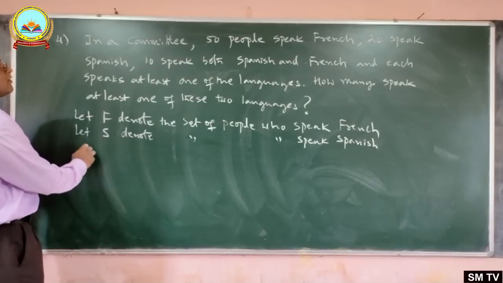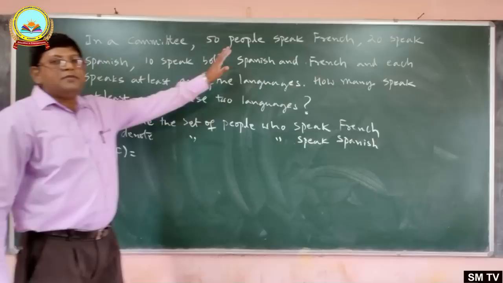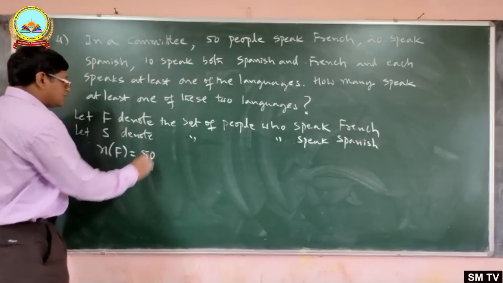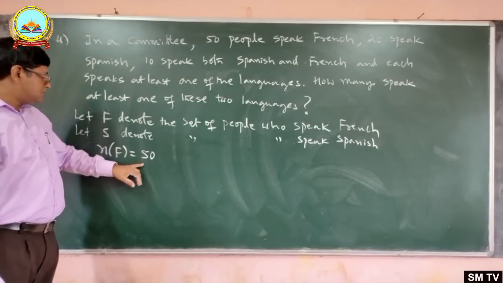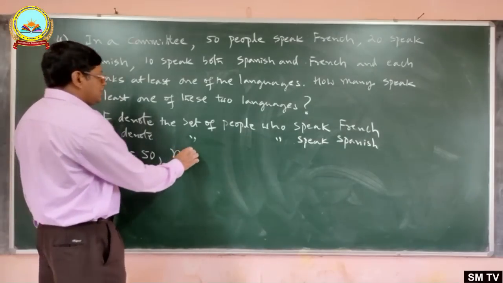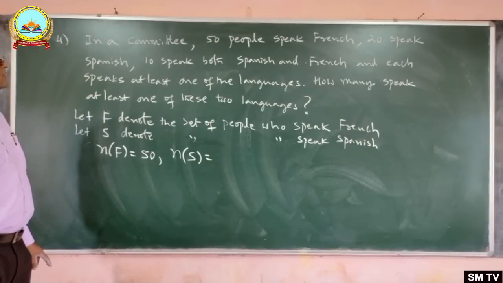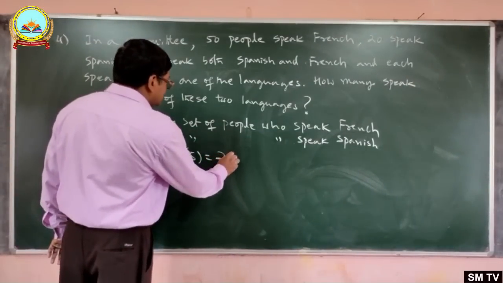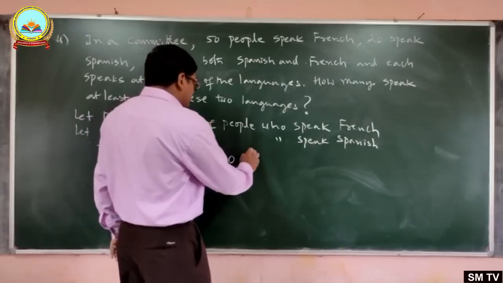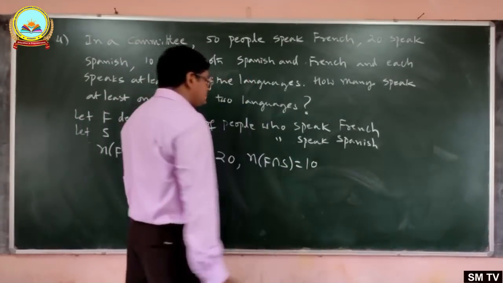Now, what is N of F? The number of people who speak French is 50. Next, N of S, the number of people who speak Spanish, is 20. And after that, 10 speak both Spanish and French. So N of F intersection S is 10.